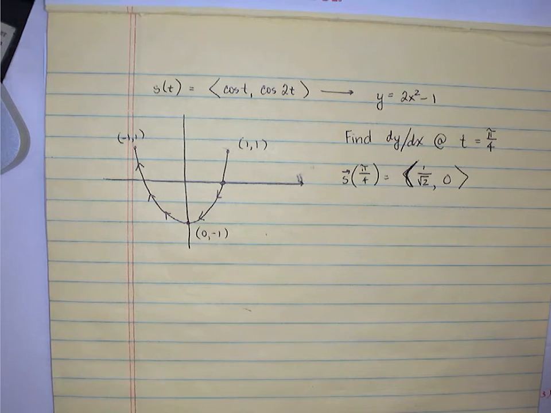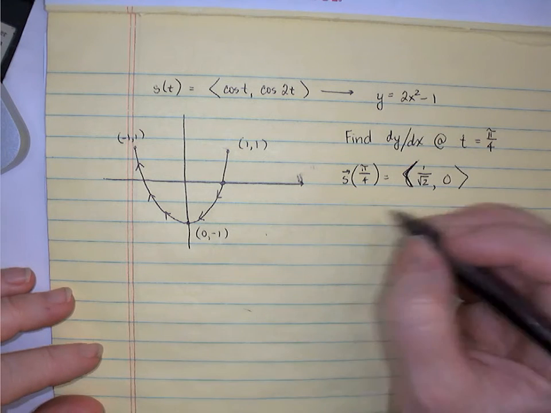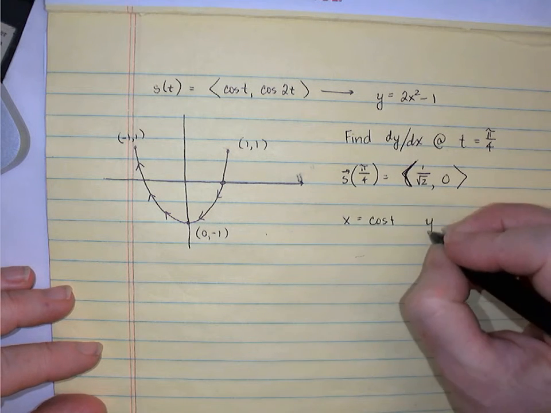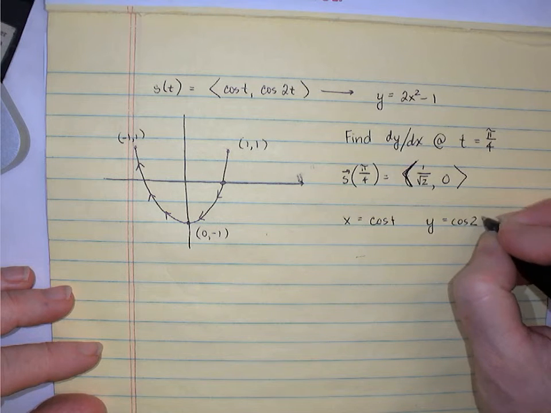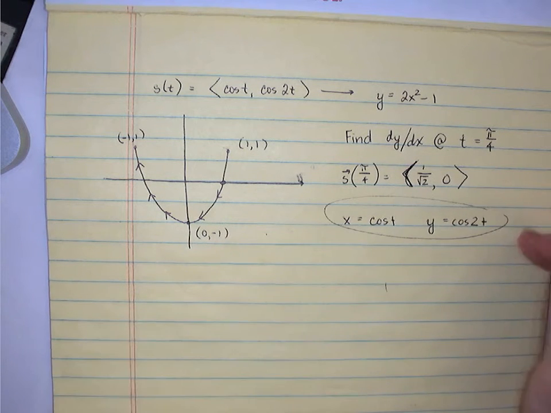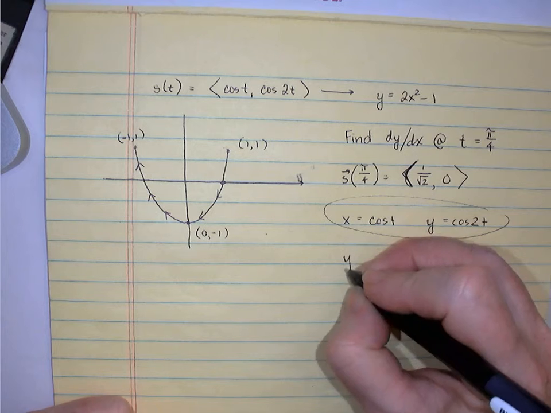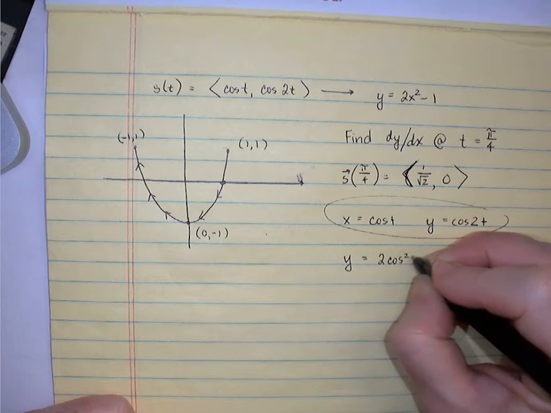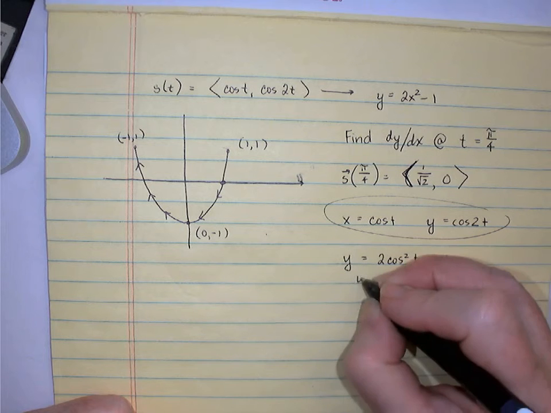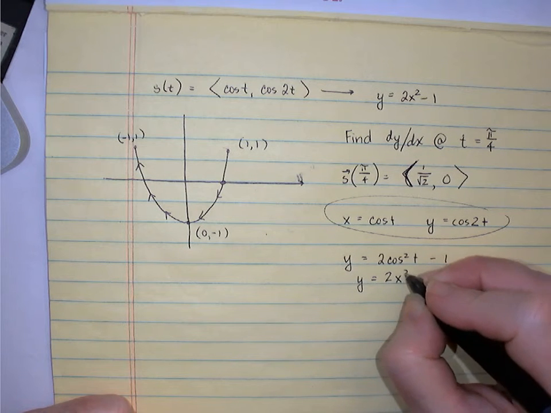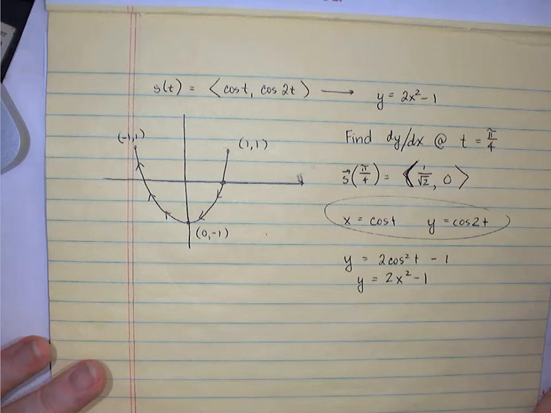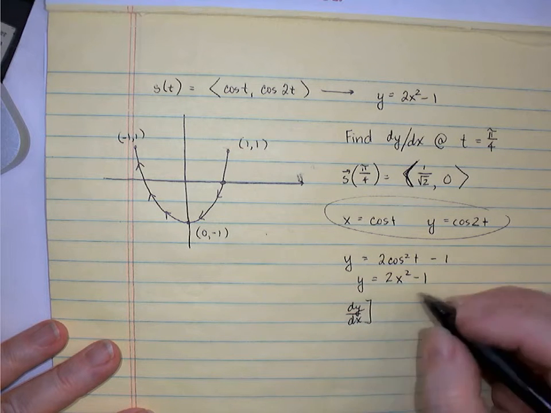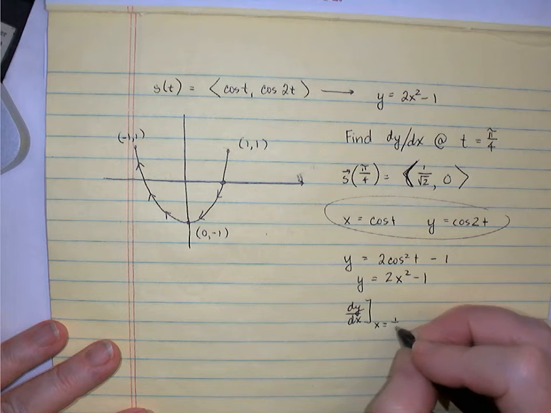The other thing that we did was we discovered that since we were using parametrics, x is cosine of t and y is cosine of 2t, we could write this in rectangular form. We could write our y value as cosine of 2t, which we know is 2 cosine squared of t minus 1, so y becomes 2x squared minus 1. So if we wanted to find dy/dx, well, we know this is where x is equal to 1 over square root of 2.